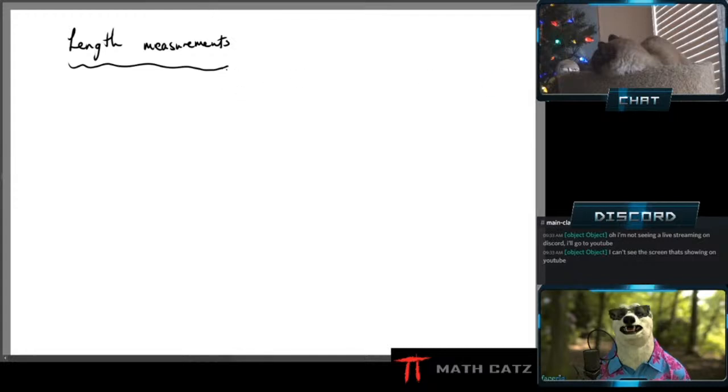Can't see the screen. Okay. Check. I did start the screen. Yeah, accidentally. Good. Everything should be better now, I hope. Okay.